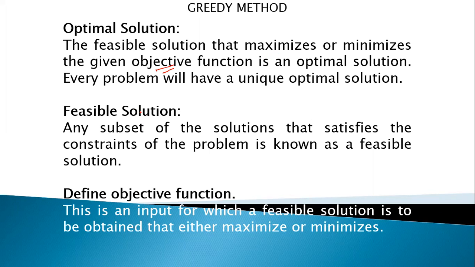Here, a feasible solution means a subset of solutions, a number of solutions for a problem, and all these solutions will satisfy the constraints defined on the problem. Among all these feasible solutions, based upon the objective function, we will derive an optimal solution. So, this is the technique behind the greedy method.